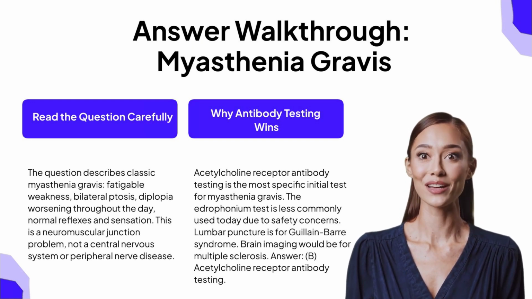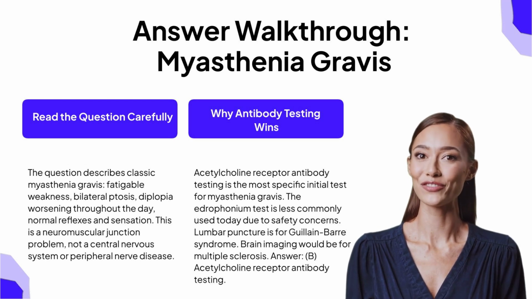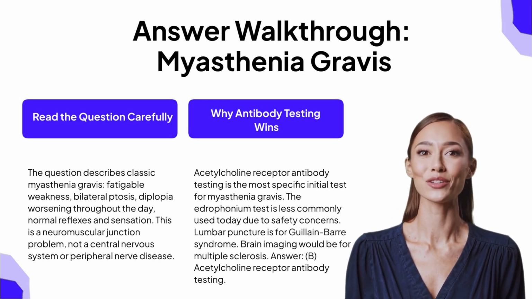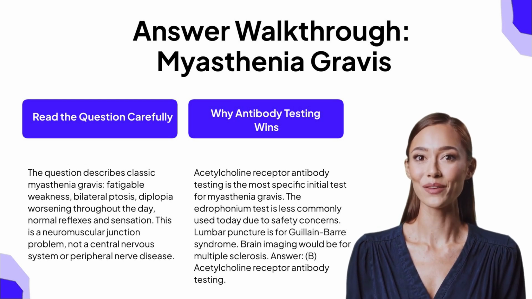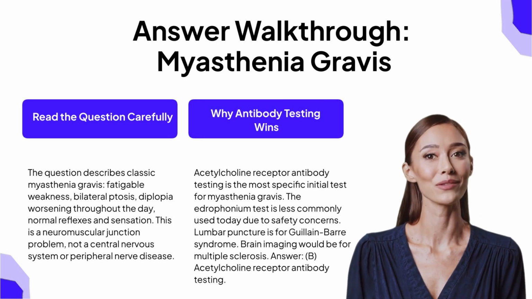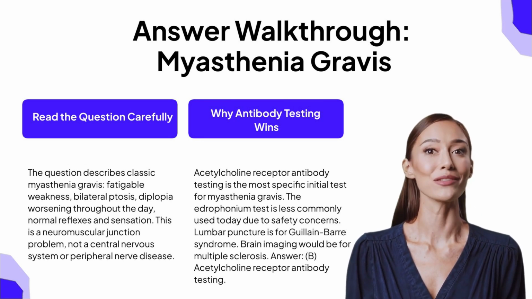The question describes classic myasthenia gravis with fatigable weakness, bilateral ptosis, and diplopia that worsen throughout the day. The normal reflexes and intact sensation tell you this is a neuromuscular junction problem, not a central nervous system disease or a peripheral neuropathy. Now, why does antibody testing win?